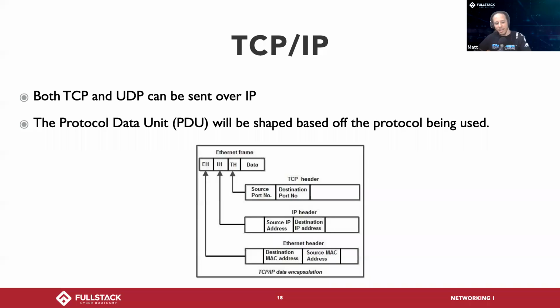This way, something that only has to worry about MAC addresses, like switches, will say, this says go to this MAC address, and I'll just forward it there. Routers might only worry about IP addresses. And ports and TCP worry about what they worry about.